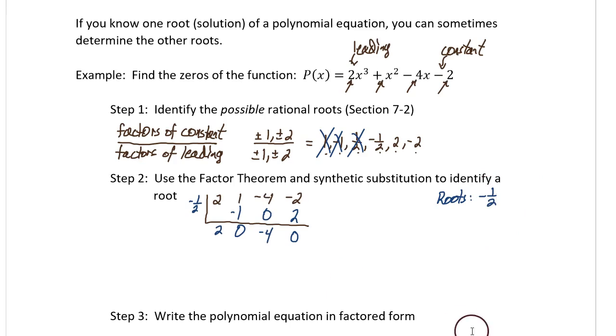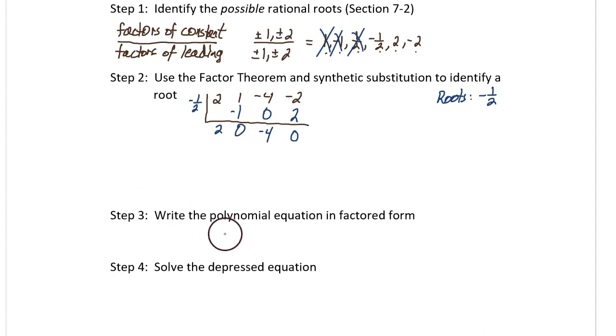Now that we have found one root, let's go on to step 3. Write the polynomial equation in factored form. So what we know so far is that it factors as x plus 1/2 times 2x squared minus 4. And we're asked to write an equation so it's equal to 0. Now, where did this come from? The x plus 1/2 comes from our identification of the root being negative 1/2. We know that whenever we find a root, we can write that as x minus our root. But subtracting a negative number is equivalent to having a plus sign.